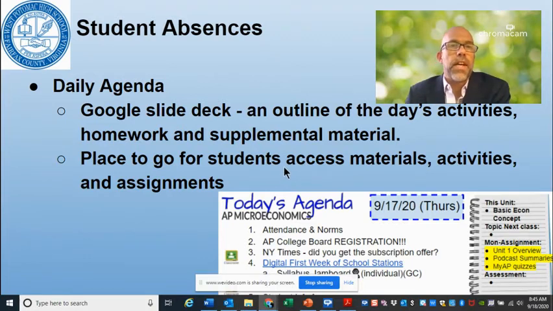If a student is absent, the best place to look for information is the daily agenda. I keep a log every day of what we do in class. It helps me to stay organized, and it gives students a place to find all the material they need. The daily agenda is on Classroom, and it's just titled Daily Agenda. And there they can find homework, supplemental material, of course, the day's activities, links to a lot of supplemental work, videos, etc.